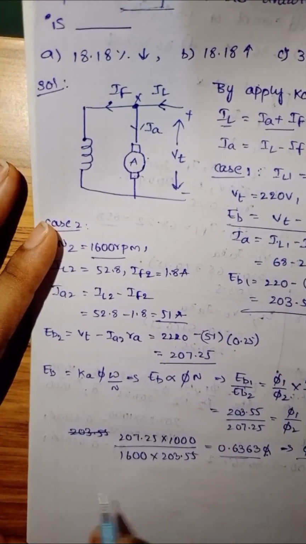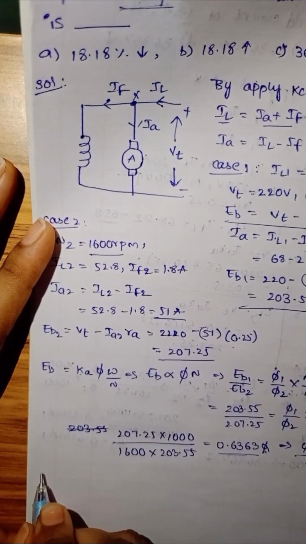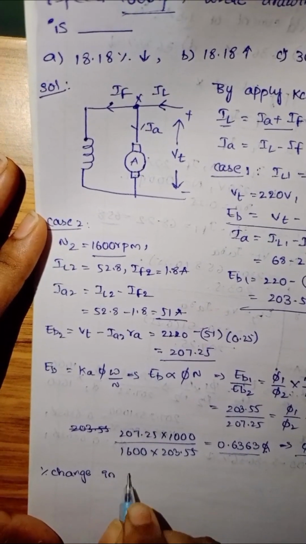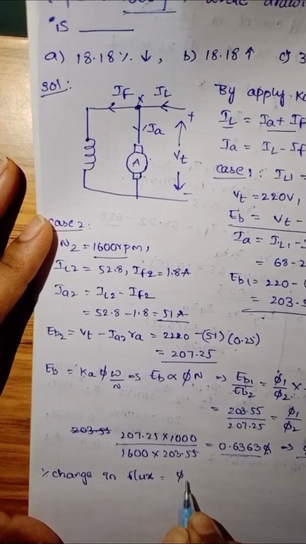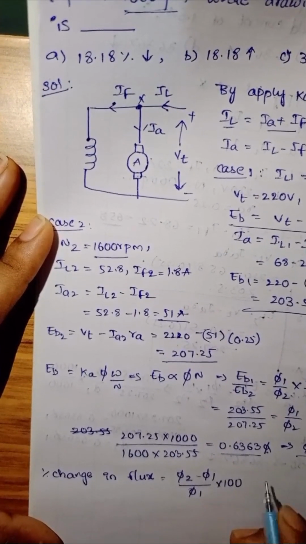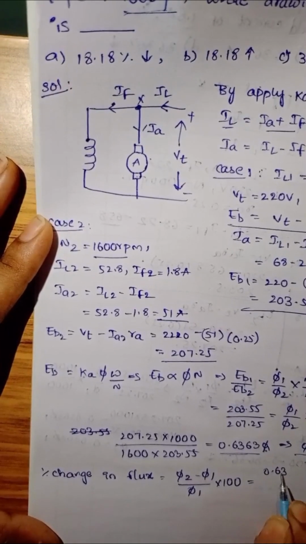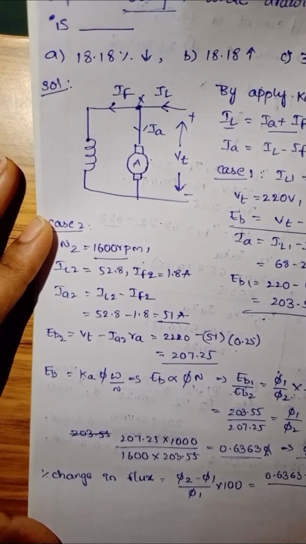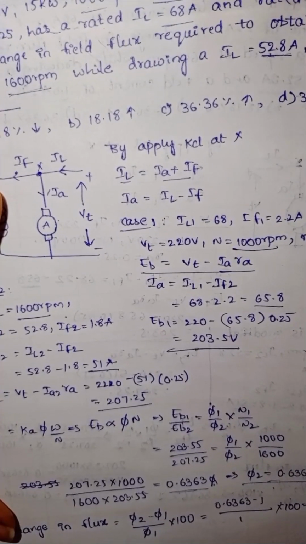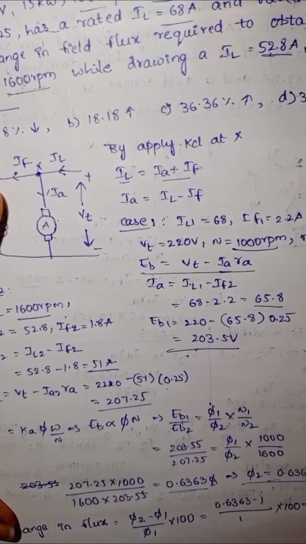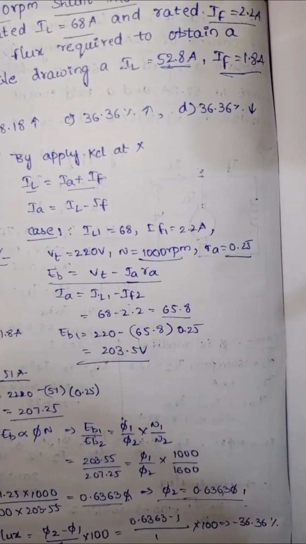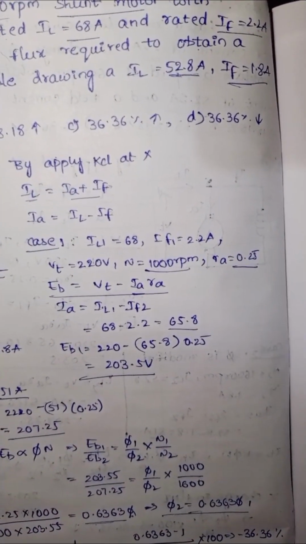Now find the percentage change in flux, which is phi2 minus phi1 by phi1 into 100, which is 0.6363 minus 1 by 1 into 100. We got minus 36.36%. Here the negative sign indicates a decrease.